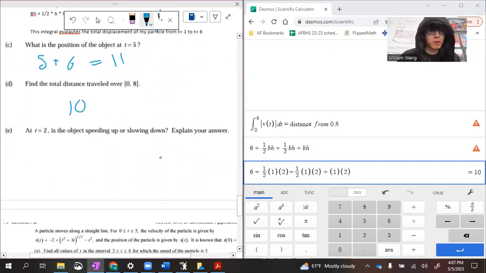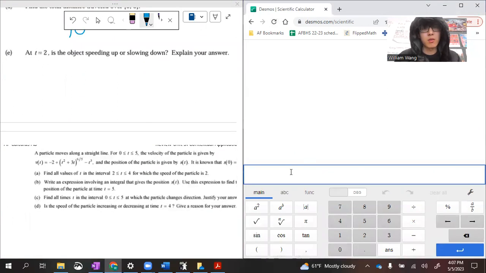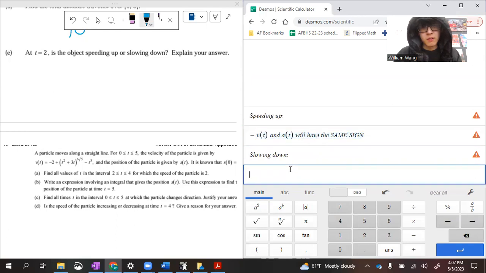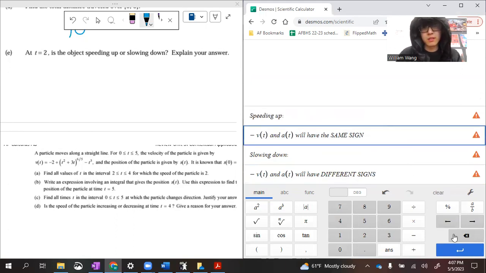All right, last part of this. At t equals 2, is the object speeding up or slowing down? Well, there's a simple way to remember this. How do I know if something's speeding up? Because its velocity and acceleration will have the same sign. It can be positive or negative, but it has the same sign. If it's slowing down, velocity and acceleration will have different signs.